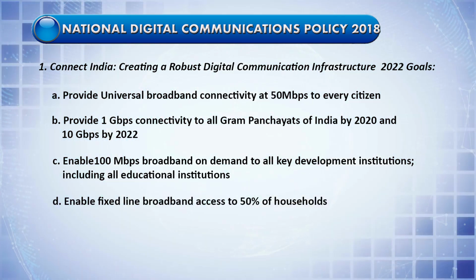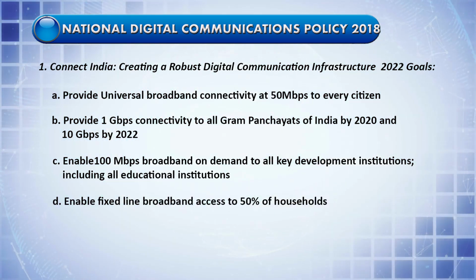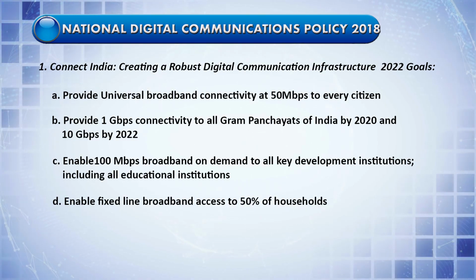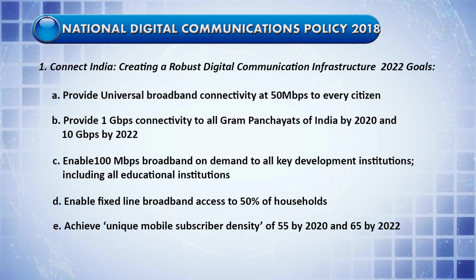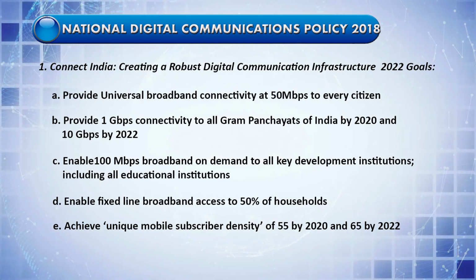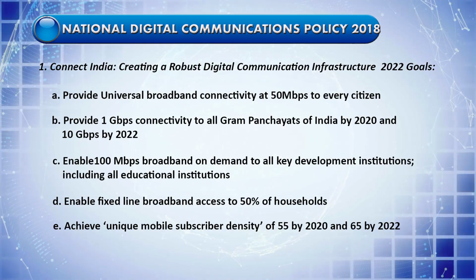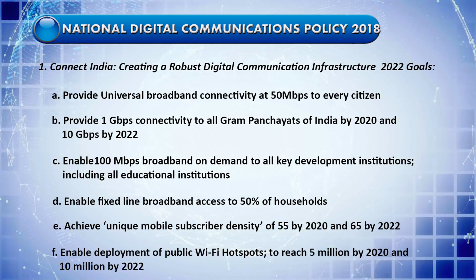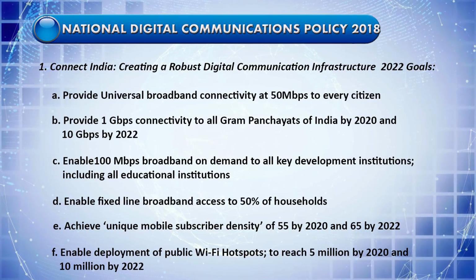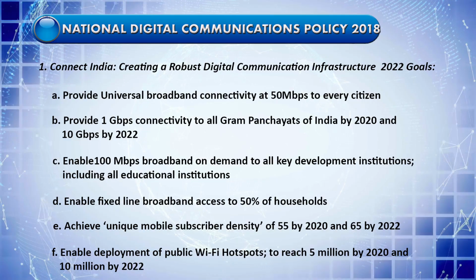Enabling fixed line broadband access to 50% of households, while ITU is aiming to achieve 60%. Achieve unique mobile subscriber density of 55% by 2020 and 65% by 2022. This is a very broad aim to connect India. It is matching with the growth and inclusiveness of ITU's ICT policy.